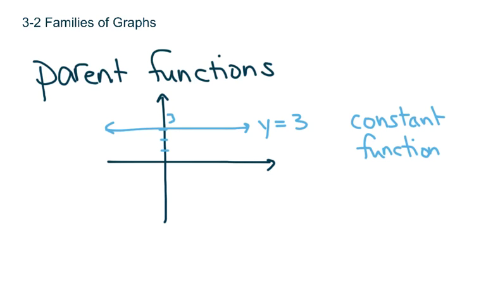And for us, the constant function is a horizontal line. And it doesn't have to be through y equals 3. I just gave an example. It could be y equals -5. It could be y equals 100.